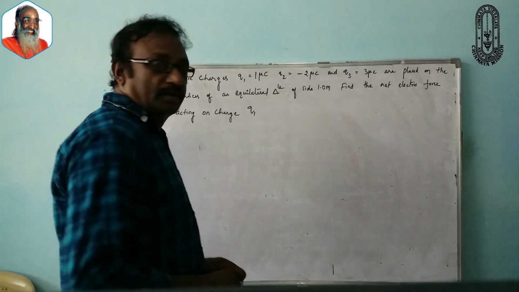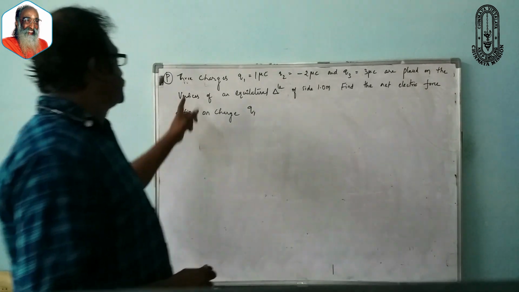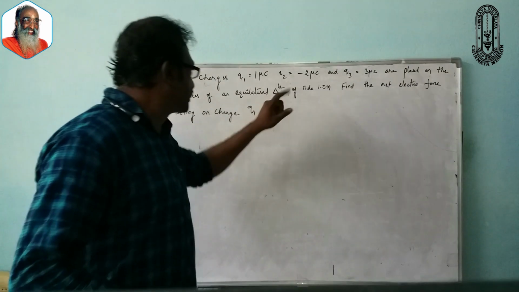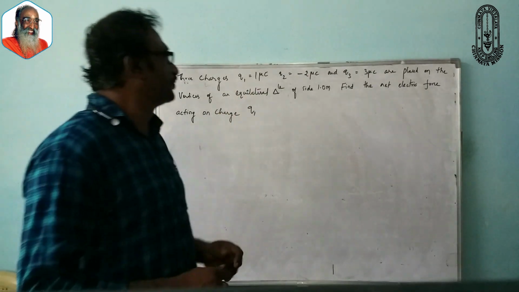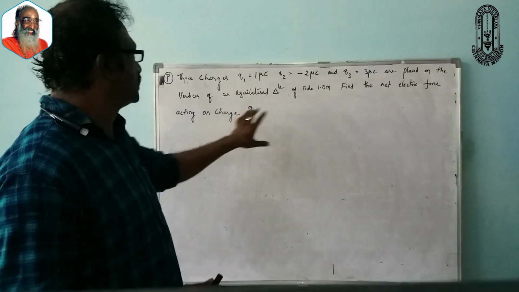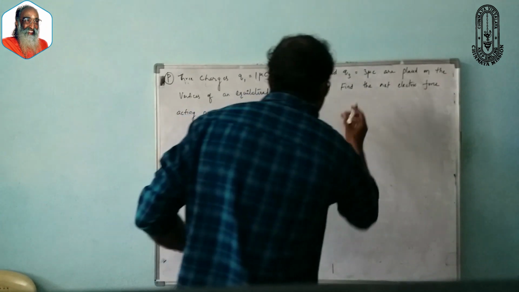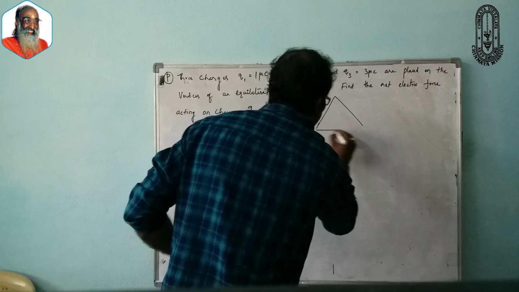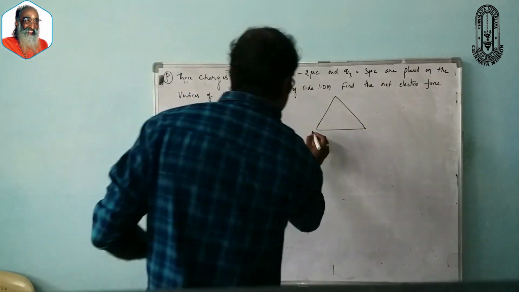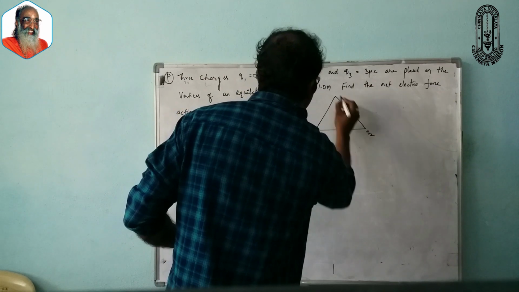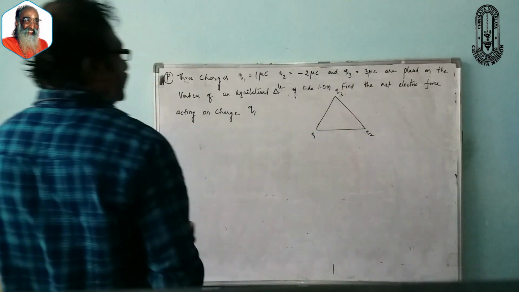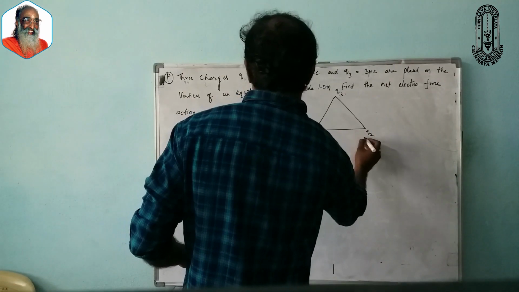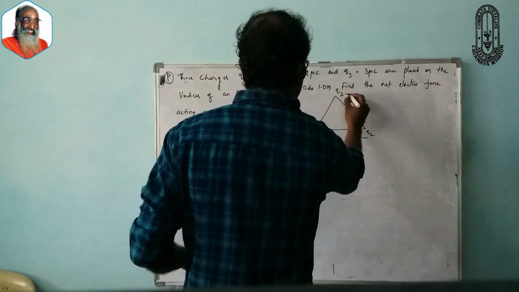Okay, here is another problem for you. Three charges Q1, Q2, Q3 are placed on the vertices of an equilateral triangle of side 1 meter. Find the net electric force on charge Q1. Okay, now we have to make the diagram. So this is your equilateral triangle, and here this is Q1, Q2, and this is Q3, and here Q1 is positive and Q2 is negative and Q3 is positive.